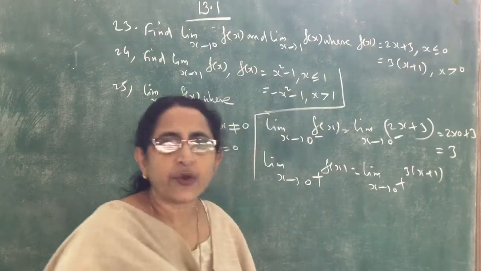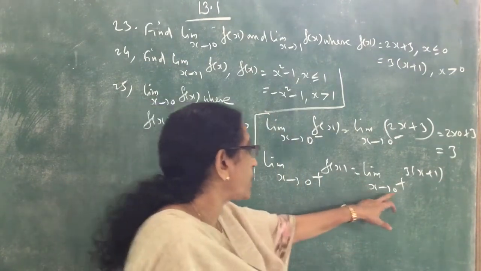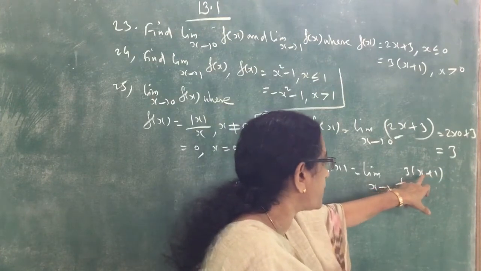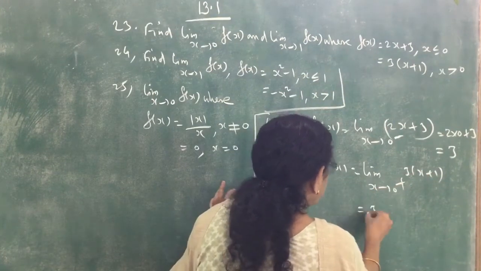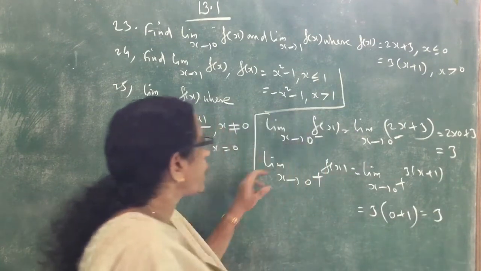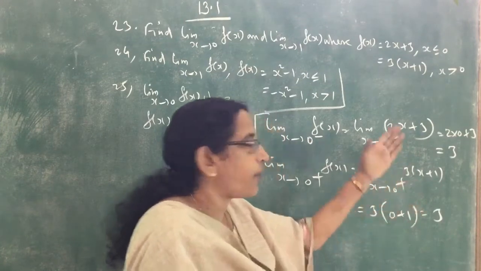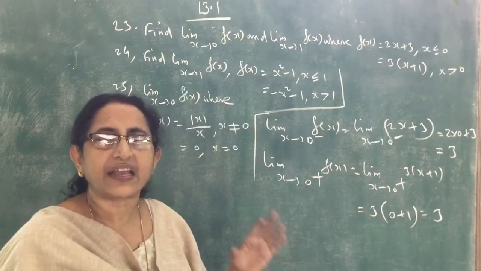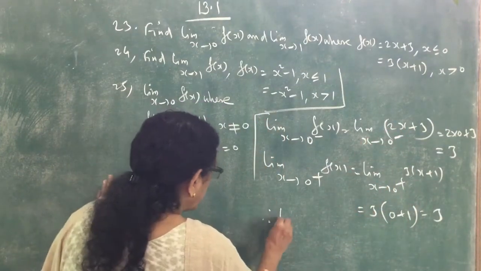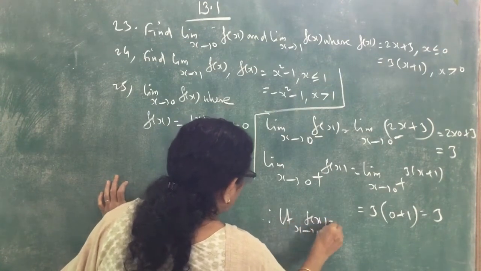Now we have to evaluate the limit. So in the evaluation of limit, we substitute x equal to 0. In the place of x, we have to put 0. So that is equal to 3 into 0 plus 1. That is equal to 3. So we got left hand limit equal to 3, right hand limit equal to 3. Both are equal. So we can write the limit of the function. Therefore, limit x tends to 0, f of x is equal to 3.